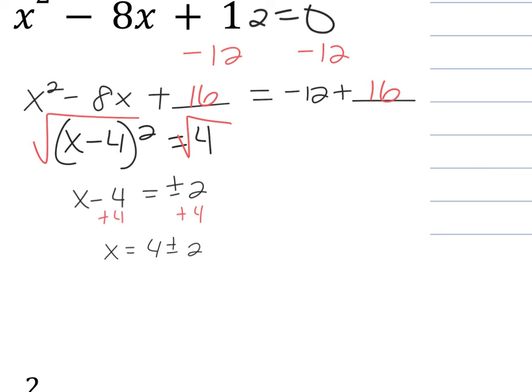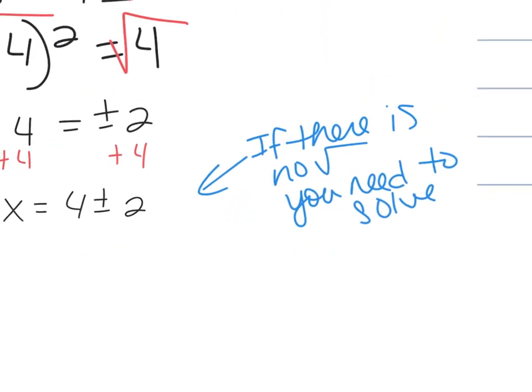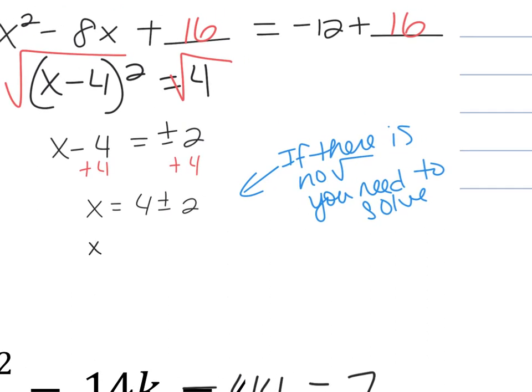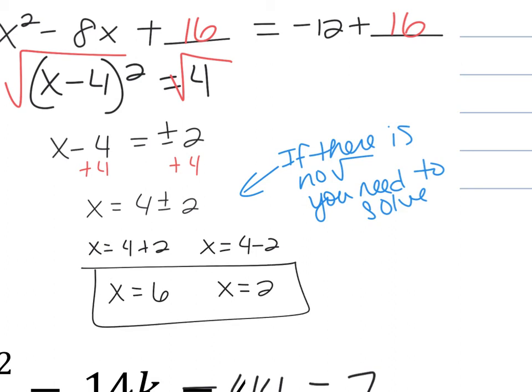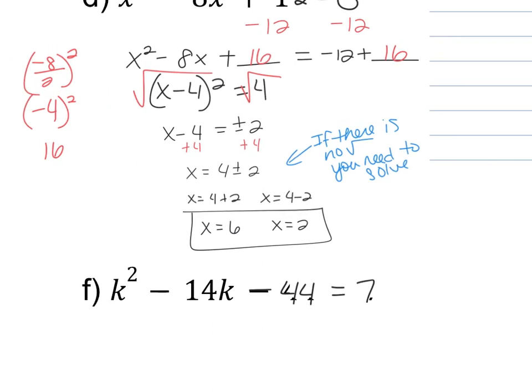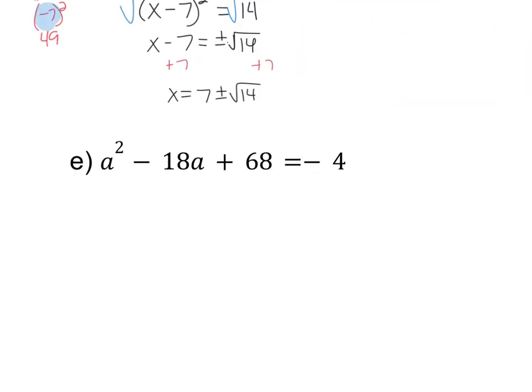So let's talk about it. If there is no square root, you need to solve. So you need to work it out. It's not too bad. One of the x's would be 4 plus 2, and one of the x's would be 4 minus 2. Not bad, right? So this would be x equals 6 and x equals 2. Since it's not an irrational number with a square root, and they're just numbers, I want you to work it out. Don't leave 4 plus or minus 2 as your answer, because you can simplify it.